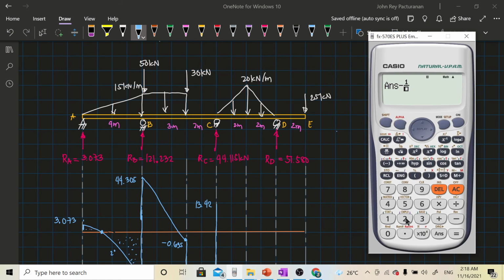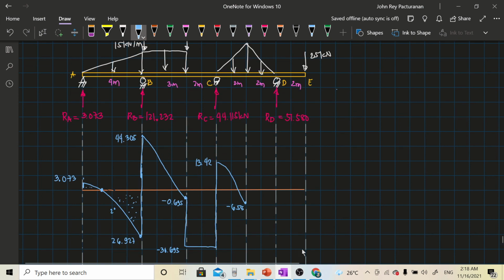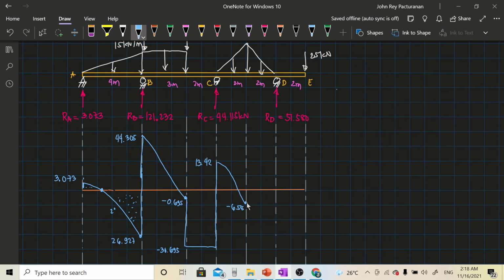Minus 1 half ng 2 times 20. So, ang sagot natin dito ay, sorry, 13.42 minus 1 half ng 2 tapos 20. Ang sagot ay negative 6.58. So, here, negative 6.58. Then, syempre, another triangular load na negative ulit. Minus 1 half ng 2 tapos 20. So, negative 26.58. So, negative 26.58.